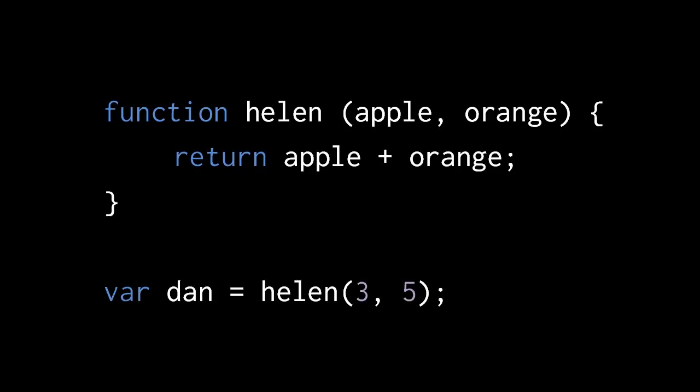We then invoke the function with the arguments 3 and 5 and assign the returned value to a new variable Dan. An important thing to understand about a function statement is that it effectively doubles as an assignment statement because the name given for the function is actually just an ordinary variable. Here the function statement creates a new function value and assigns it to the variable Helen. If no variable Helen has yet been declared, the function statement implicitly declares it.